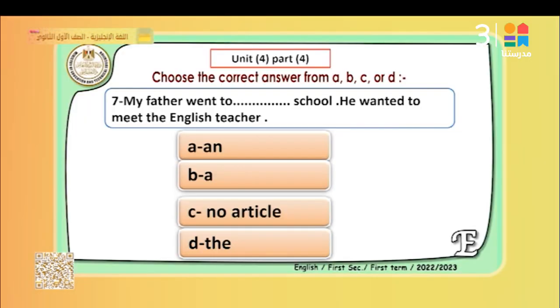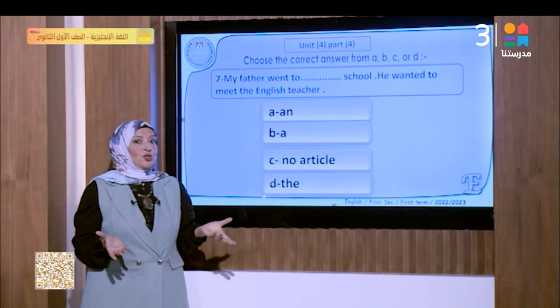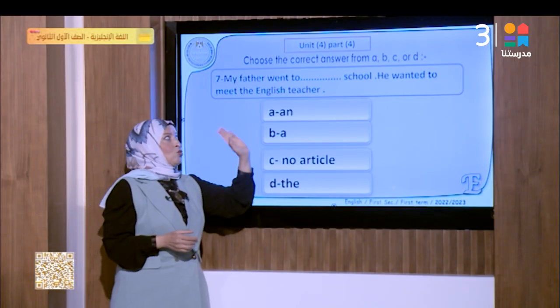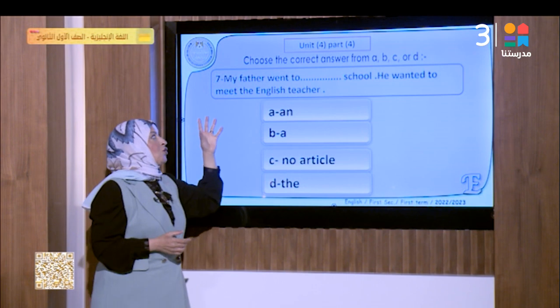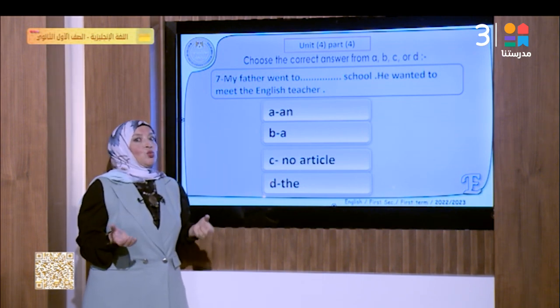My father went to school. He wanted to meet the English teacher. Do you remember we discussed these parts about places? When we talk about places, generally, we use the. So we say, I go to the supermarket, I go to the cinema, and so on. But with places like school, prison, or hospital, sometimes we use the and sometimes we don't. If you are a student and you go to school, it means that you go to learn, so we don't use the. We say go to school if you are a student. But if you are going for another reason, we use the.